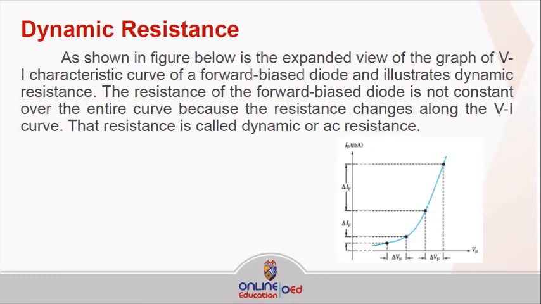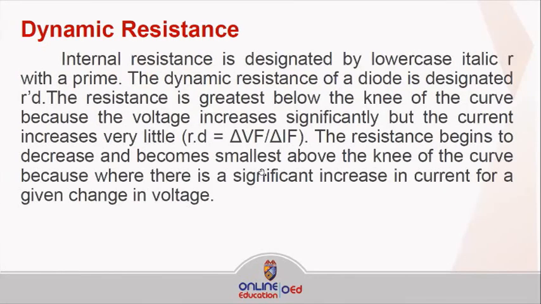As you can see in the figure, okay, ito yung sa voltage natin na VF. Then meron tayong tinatawag na dynamic resistance or AC resistance. It is the resistance of a forward bias diode. It's not a constant over the entire curve. Hindi siya constant kasi nagbabago-bago. Because the resistance changes along the voltage current curve. Okay. Continuation. Dynamic resistance. Internal resistance is designated by a lowercase italic r with a prime. Okay, yan yung ginagamit na symbol or letter.